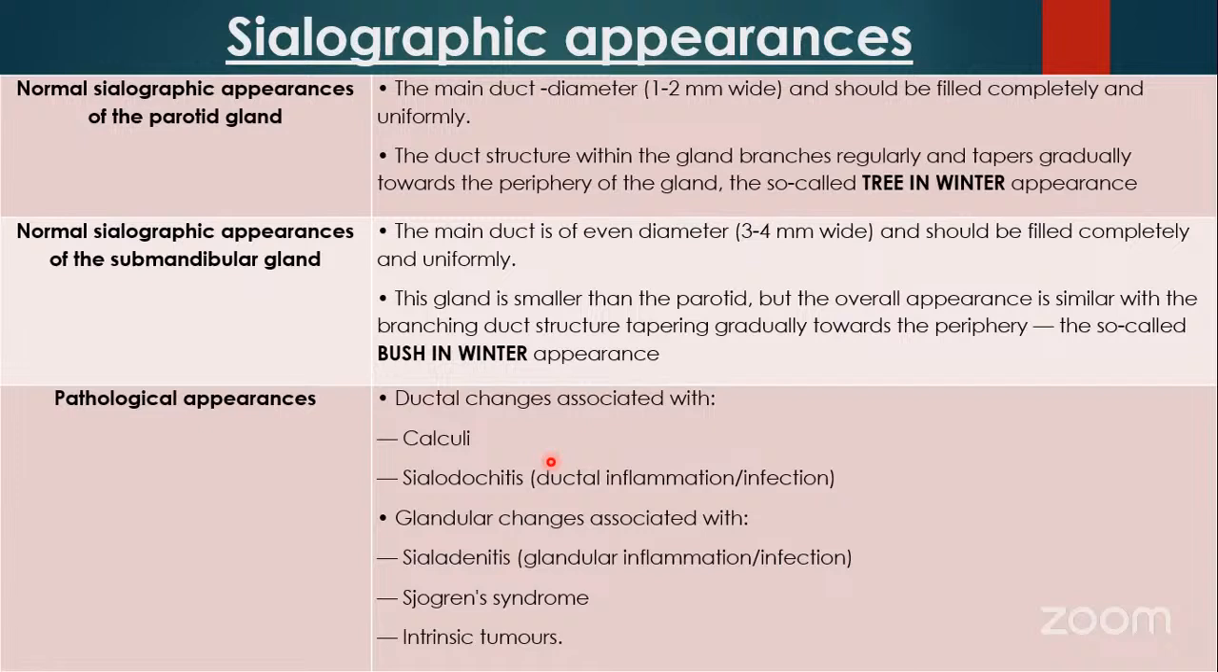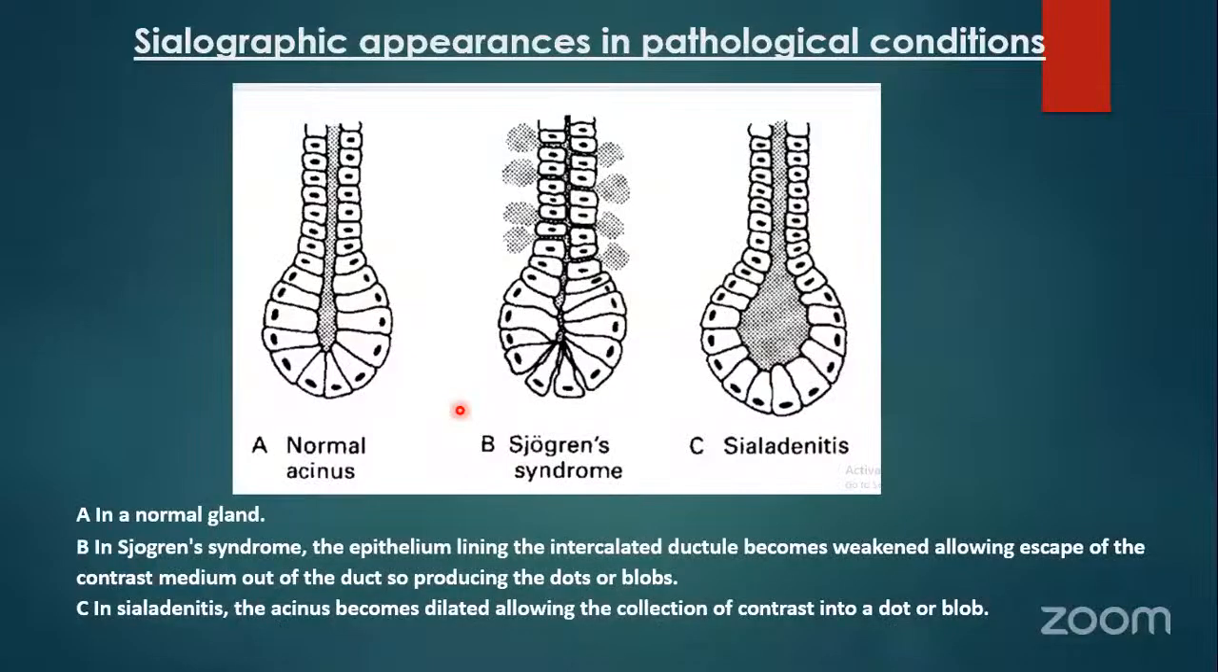Similarly, the normal sialographic appearance of your submandibular gland without any pathology is going to appear like a bush in winter. Tree in winter means parotid gland. Bush in winter means submandibular gland. This is how your duct, your small ductules, your acini, will all be completely filled with contrast medium, and they will give this appearance. Try to imagine this. Based on the pathology, the appearances are going to change.